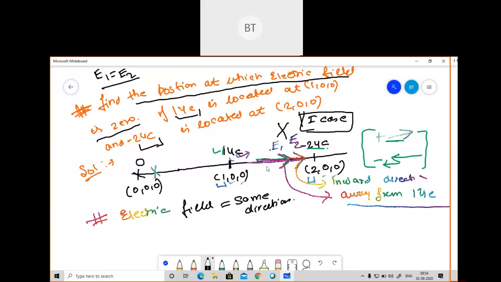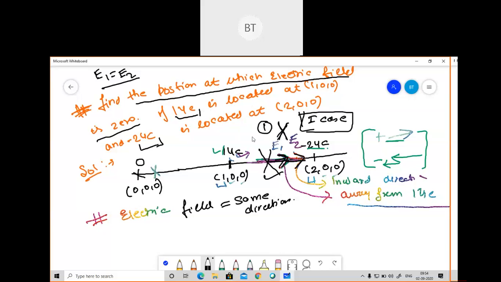We can't put this point charge here, because both are in the same direction, and we don't need to consider the same direction here. So now this position we will not verify. Actually, we need to verify the position at which the electric field is zero. If they are in the same direction, we cannot put it. So we are eliminating this point. Now this is our first case.